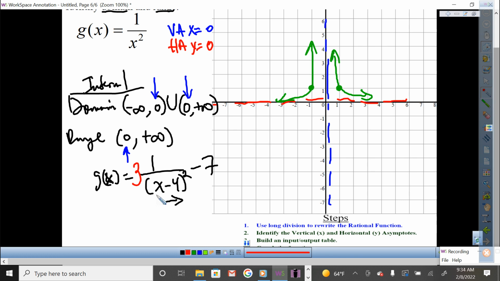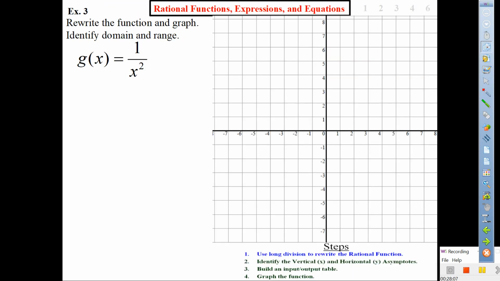Tell your neighbor what would happen to this point. Where would this point be? 1, 3. At 1, 3. That is correct. And negative 1, 3. Does that make sense? Yeah. All right, so enough of the easy stuff, yeah?